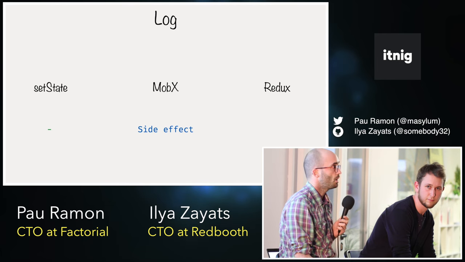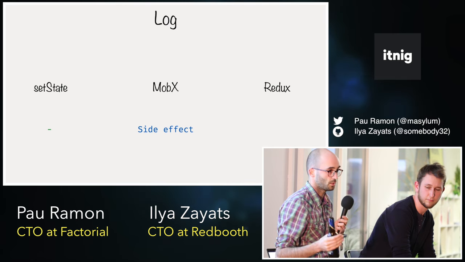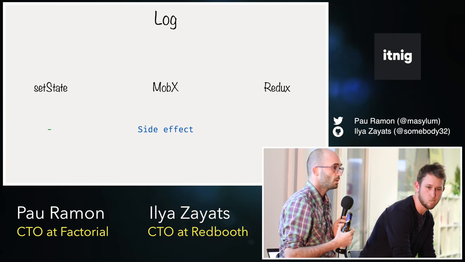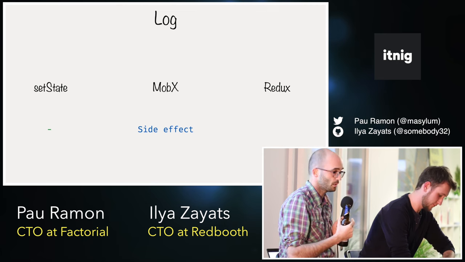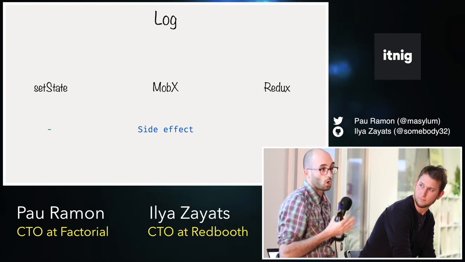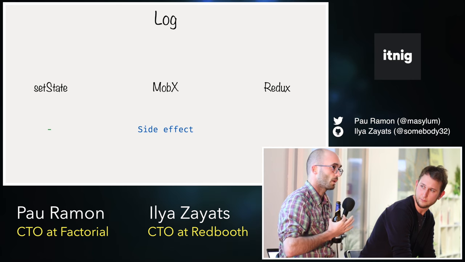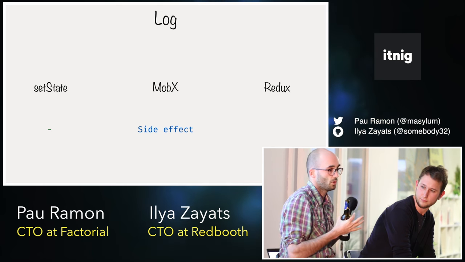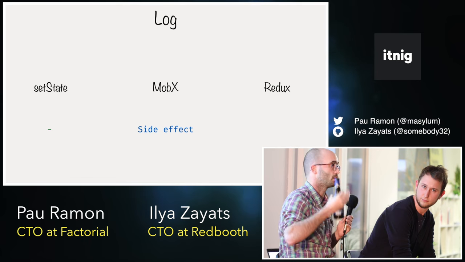There's actually a strict mode in MobX that allows you to only mutate state if you wrap it into an action. So it forces you to make it explicit. And then whenever this mutation happens, as a side effect, it will log this information. So the important thing here is that it's a side effect. It's something that, if you have the dev tools, you can see.